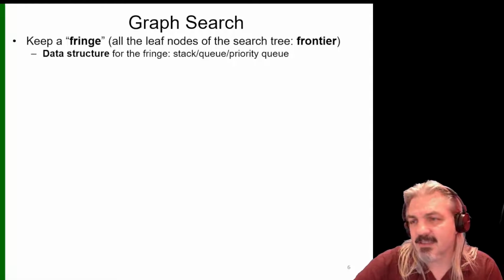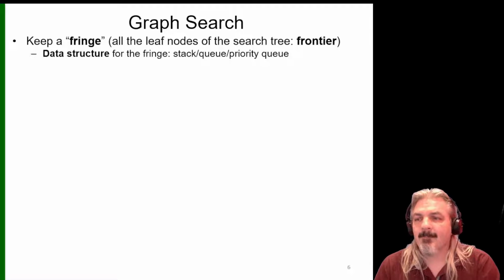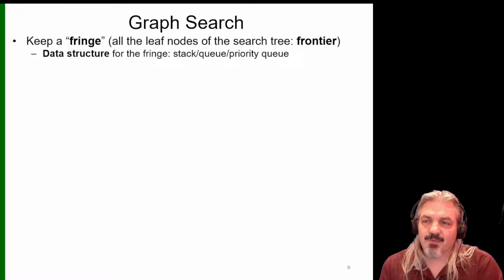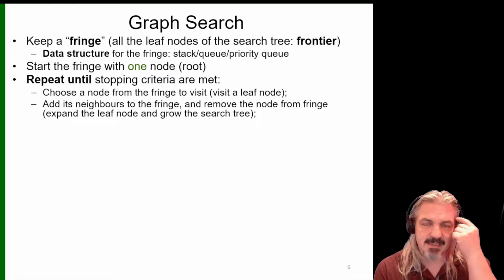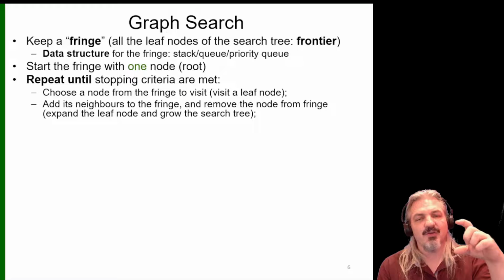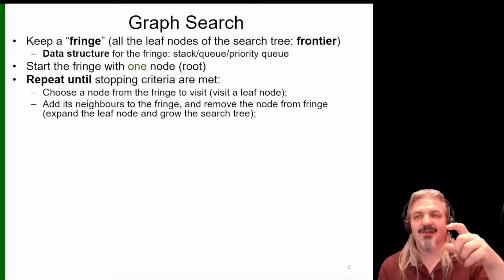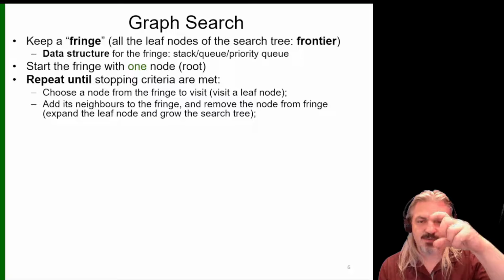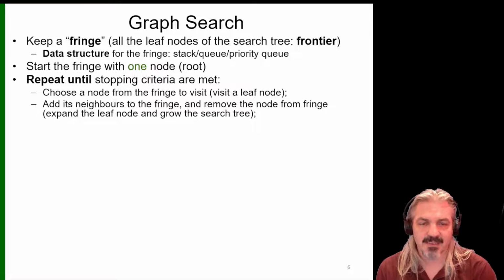So the data structure for the fringe, we could use stacks or queues or priority queues. The priority queue is the one we're going to talk about, because that's one that sorts the top of the queue for you. Whenever you put an item in, it will sort it to the top, which can be extremely useful.